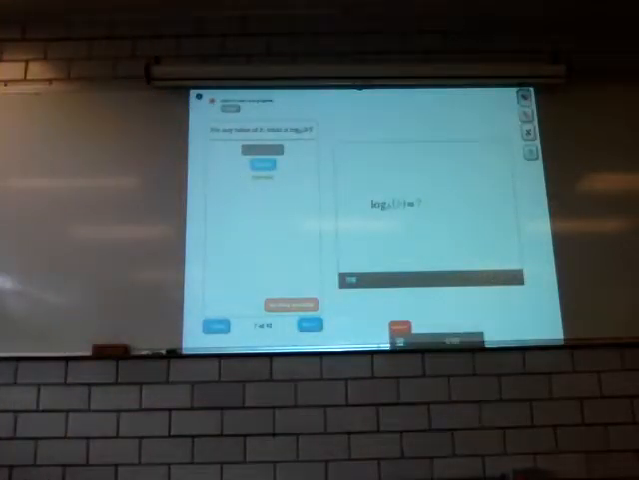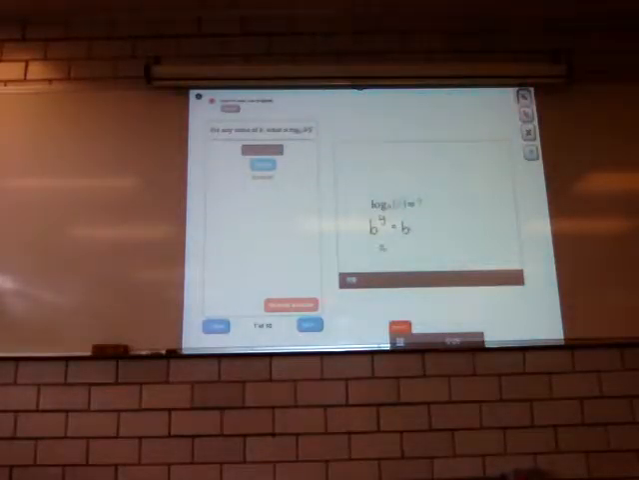Here we want to raise b to some power to get b. That is, b to the y equals b. So what do we have to set y to be? Well, the solution here is y equals 1. B to the 1 equals b.